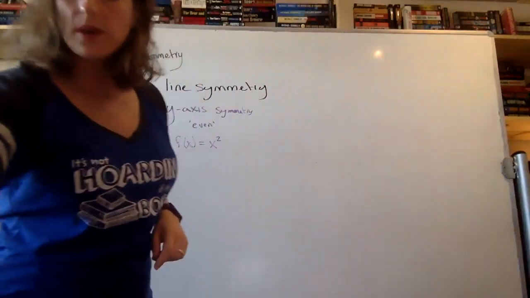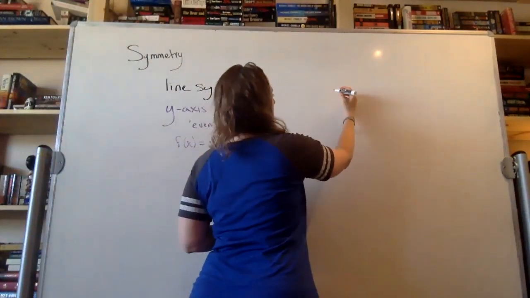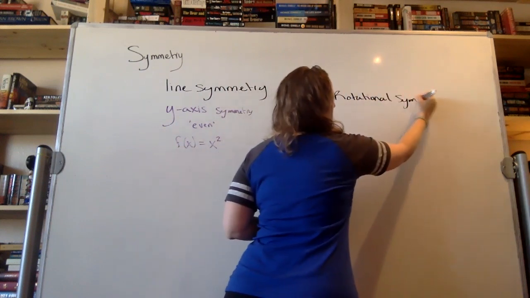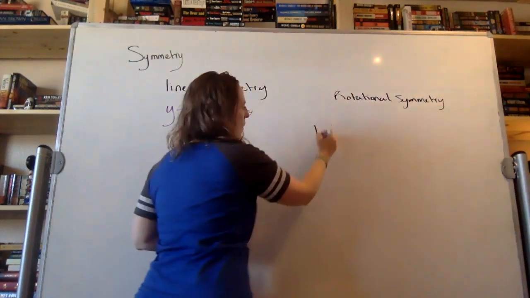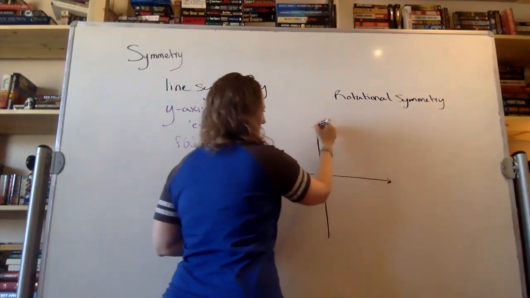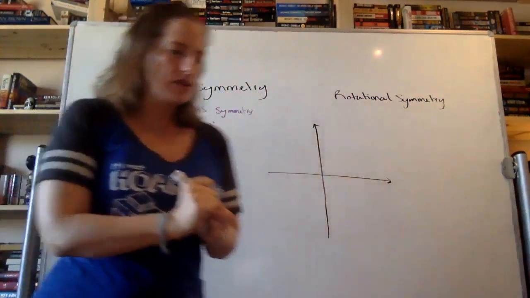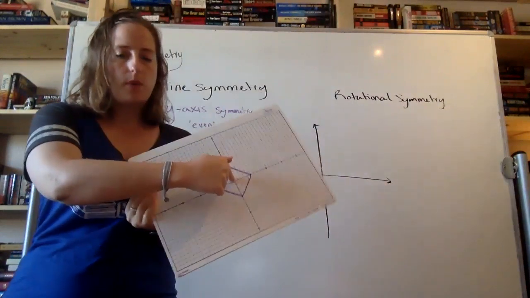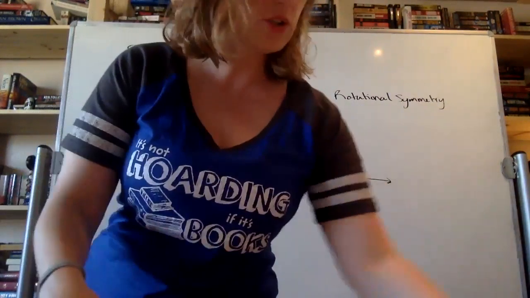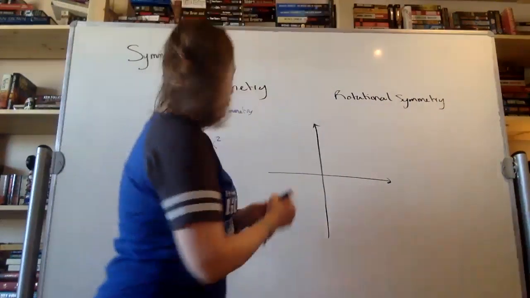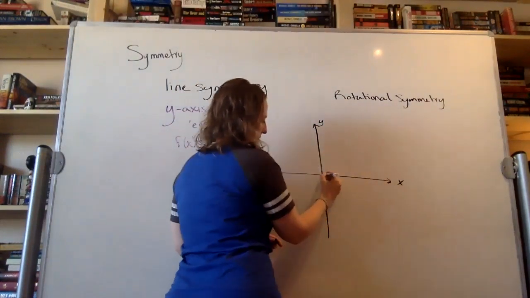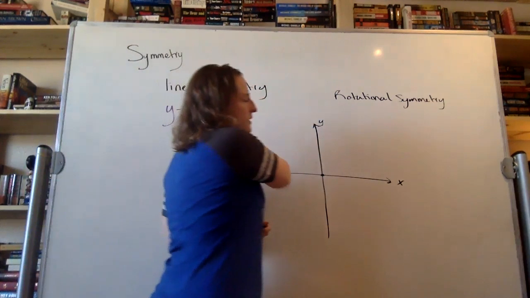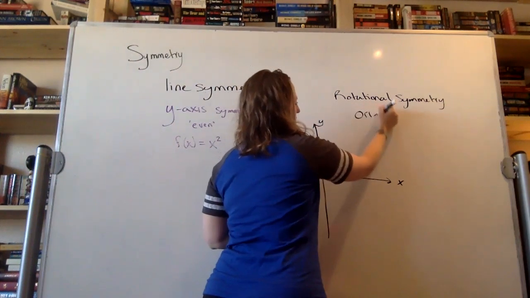Okay? So when we're dealing with graphs, we also sometimes care about rotational symmetry. And the interesting thing with rotational symmetry is thinking about what point we are going to rotate about. So in general, when you think about rotational symmetry, you're pinning a point and spinning around that point. Okay? And the most obvious point for us to pin, so to speak, is the origin. So the origin, remember, is where the x and y axis come together right here.